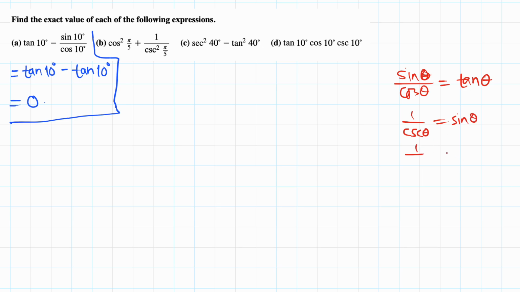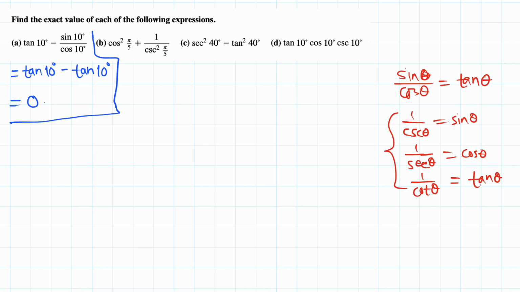And then how about cosine? 1 over secant is cosine, and for tangent, tangent is 1 over cotangent. These are three reciprocal identities. And also, if we have 1 over sine, that would be cosecant, 1 over cosine would be secant, 1 over tangent would be cotangent. So I have 1 over cosecant.